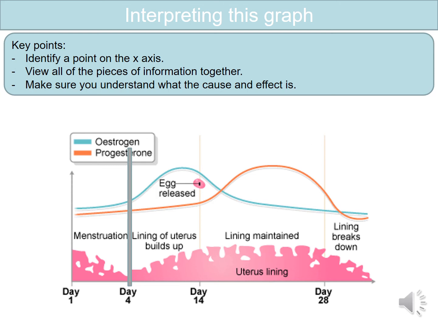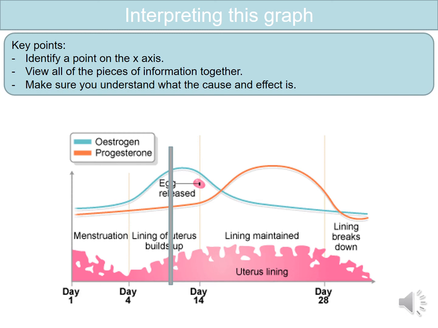If we move this line now towards the right, the quantity of estrogen in the blood is increasing. Progesterone is still increasing at a similar sort of rate as it was before, and the lining of the uterus is starting to build up, and the build-up of the uterus lining is due to the increasing levels of estrogen.